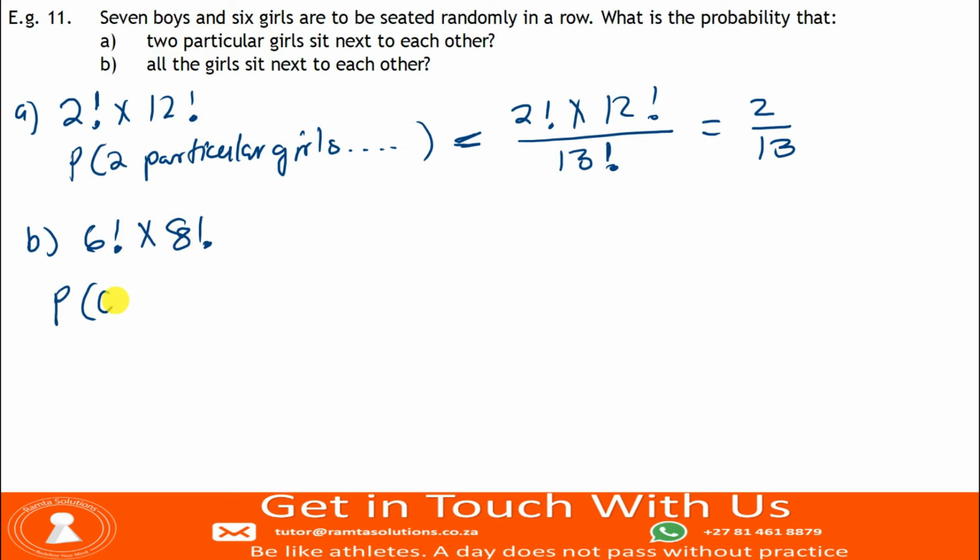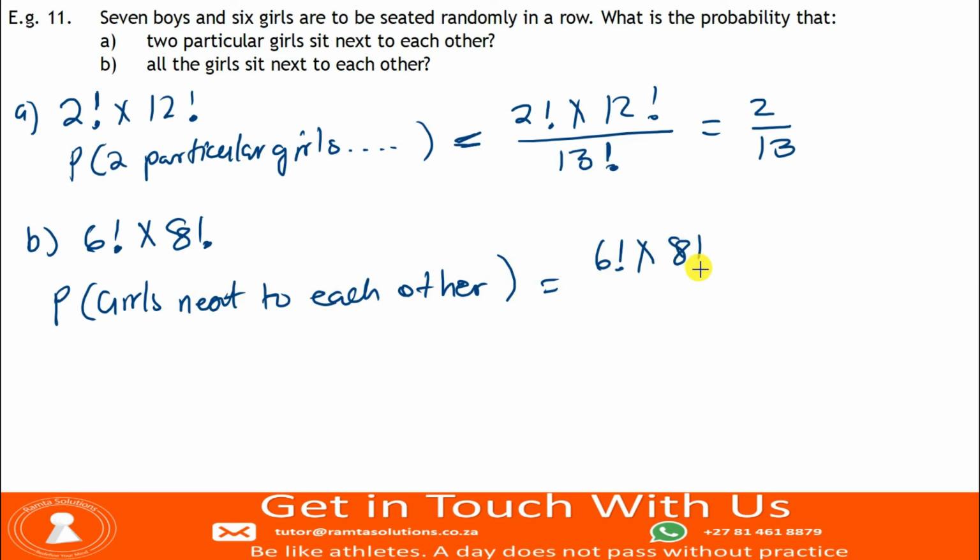Therefore, the probability that girls are next to each other will be 6 factorial multiplied by 8 factorial all over 13 factorial. For this, one has to use a calculator. Our answer is 2 over 429. So this is the probability that girls sit next to each other.